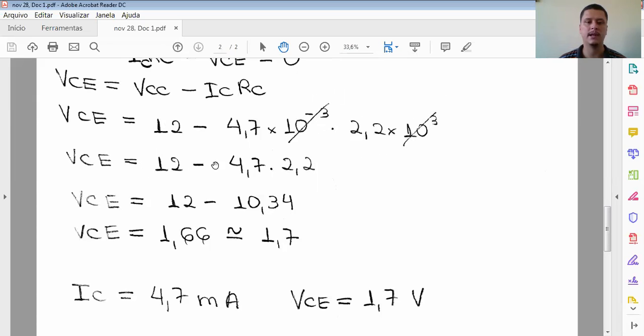So we have 12 minus 4.7 times 2.2, which is 12 minus 10.34, which is 1.66. And if we want to round to just one digit after the dot, it's going to be 1.7 volts. So we have the final answer as IC equals 4.7 milliamperes and VCE equals 1.7 volts. Again, bear with me, I should have rewritten this using dots instead of commas because of the English version, but I think I was able to cover any possible doubts regarding this.